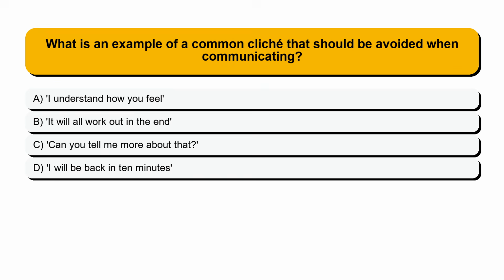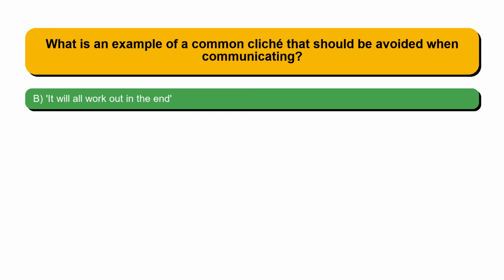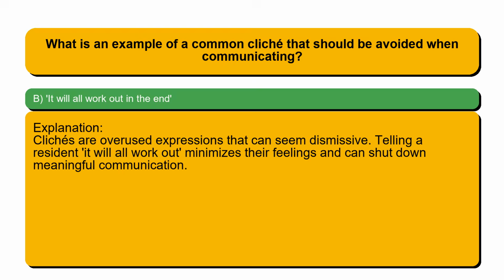Question 37. What is an example of a common cliché that should be avoided when communicating? Option A, I understand how you feel. Option B, it will all work out in the end. Option C, can you tell me more about that? Option D, I will be back in 10 minutes. The correct answer is option B, it will all work out in the end. Clichés are overused expressions that can seem dismissive. Telling a resident it will all work out minimizes their feelings and can shut down meaningful communication.